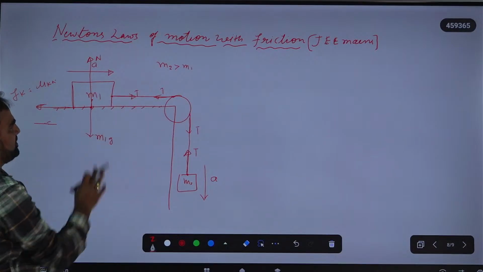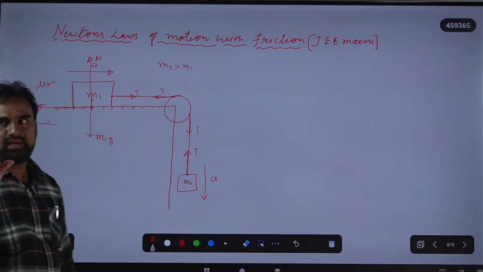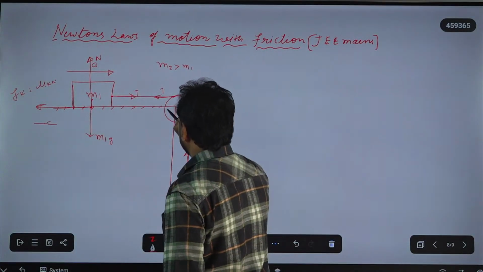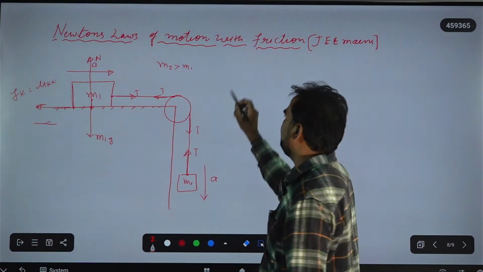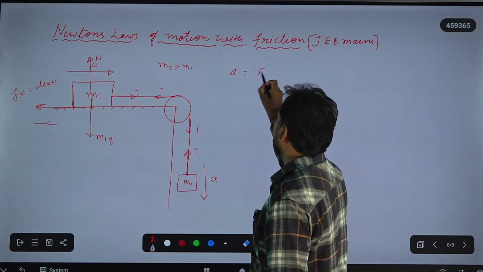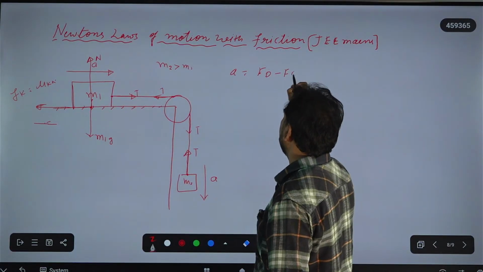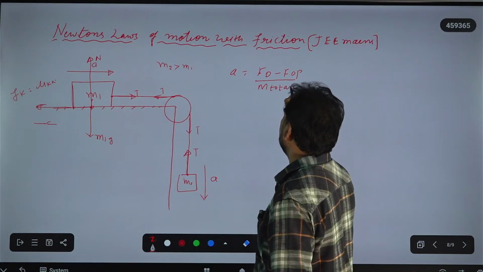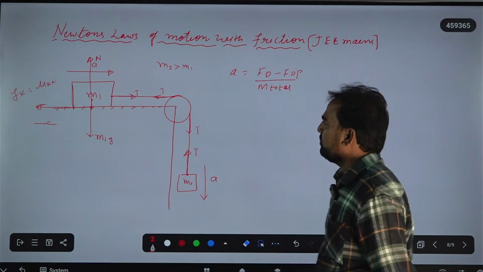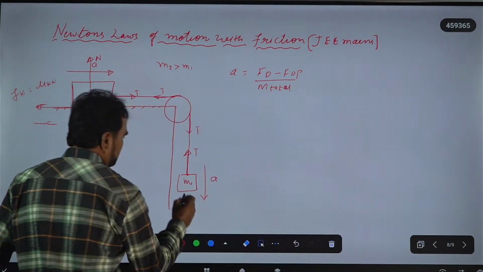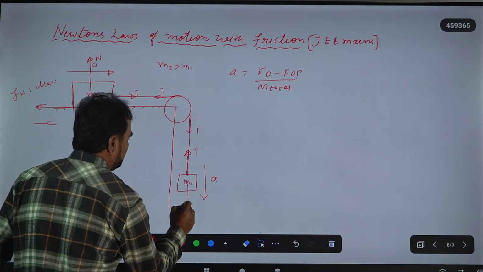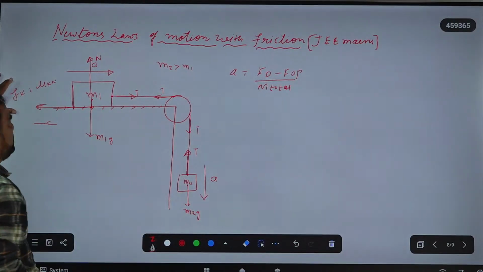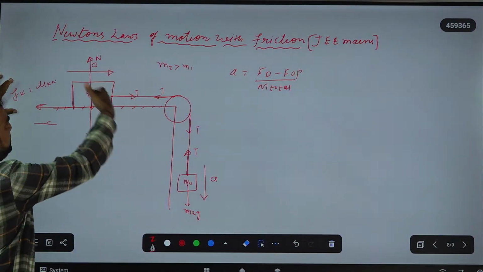In this problem we have to calculate the acceleration and the tension force of the system. So what is the acceleration of the system? The acceleration is given by a is equal to driving force minus opposing force upon total mass. What is the driving force here? The driving force is m2g, acting downward. The opposing force is nothing but the friction force. The total mass of the system is m1 plus m2.